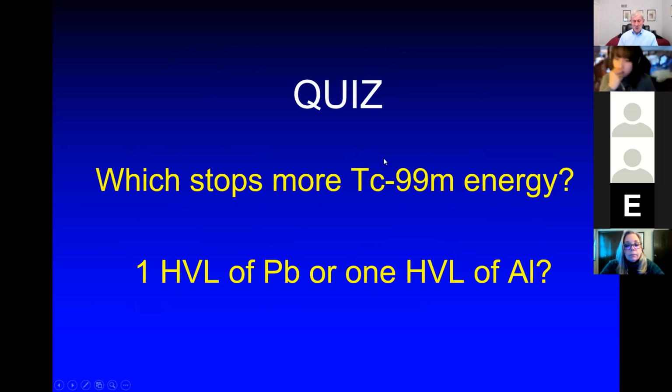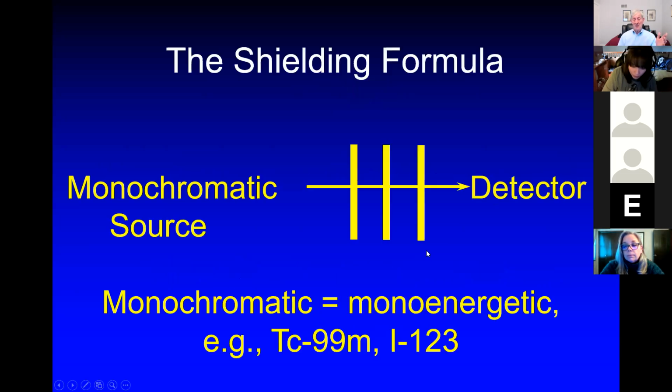Which stops more technetium energy, a half value layer of lead or aluminum? Anyone? It's the same. Who's got it? Remember, lead is very dense, aluminum is very light, but which one stops more? The same thing. They're the same. A half value layer is a half value layer. We don't care what it's made out of. Once you know N, the number, we don't care. It's one half value layer of feathers and a half value layer of lead. They're both going to stop the same amount.